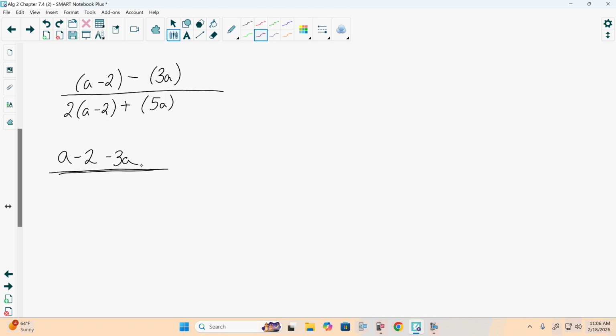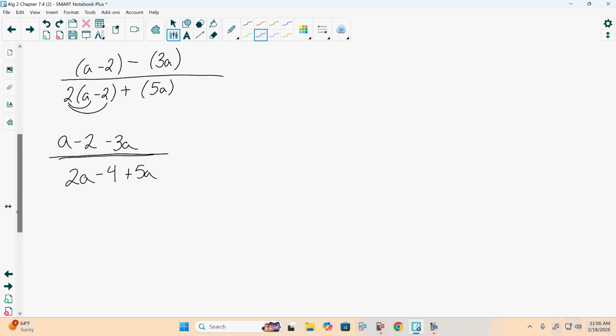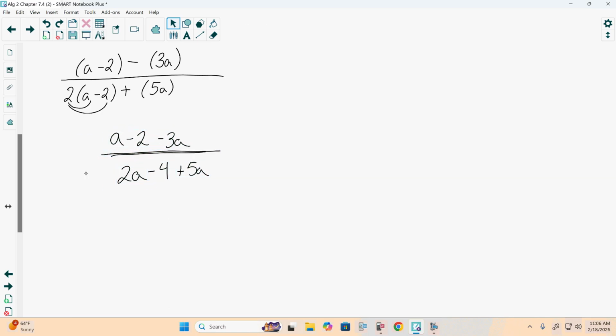On bottom, our 2 times a minus 2, we're going to have to distribute this 2. 2 times a is 2a. 2 times negative 2 is negative 4. And then we're adding 5a to it. Just move that over.